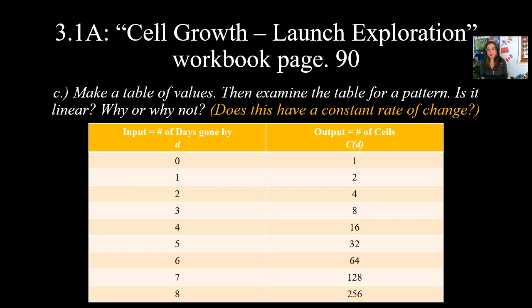Okay, you guys, so now we can move into letter C. Make a table of values, then examine the table for a pattern. Is it linear? Why or why not? So this is really just asking us, does this have a constant rate of change?